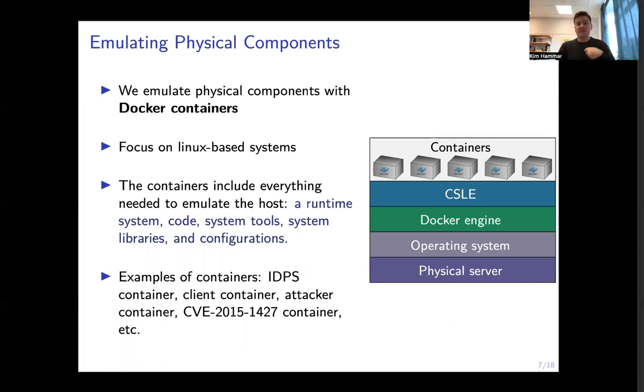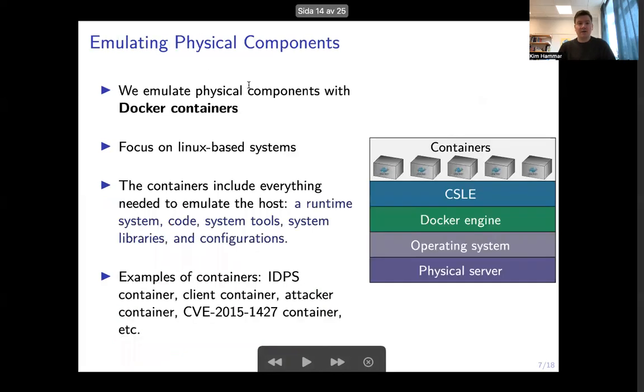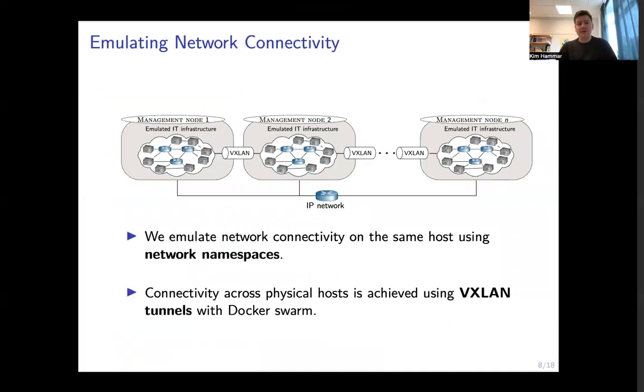So this means that for this target infrastructure that has 33 components, we will create 33 different containers. Once we've created these containers, the next step is to emulate their connectivity and how they can communicate. We do this using virtual networking. On each of the physical nodes where we're going to run the digital twin, we create virtual networks, subnetworks, using network namespaces, and then we attach the containers to those virtual networks.